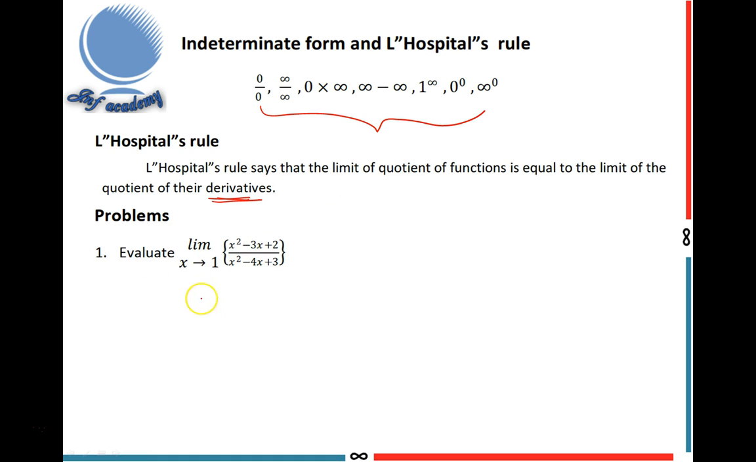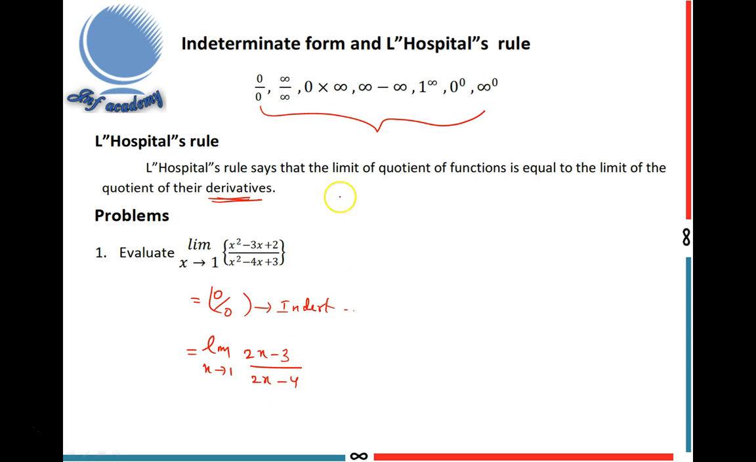For the first problem, limit as x tends to 1 of (x square minus 3x plus 2) by (x square minus 1). Apply x equal to 1, we get 1 square minus 3 into 1 plus 2, that is 1 minus 3 plus 2, which is 0, so 0 by 0 form. This is the indeterminate form, so you can apply L'Hospital rule. L'Hospital rule says the limit of the quotient of functions is equal to the limit of the quotient of their derivatives. So by using L'Hospital rule, limit as x tends to 1, the derivative of the numerator is 2x minus 3, divided by the derivative of the denominator, 2x.